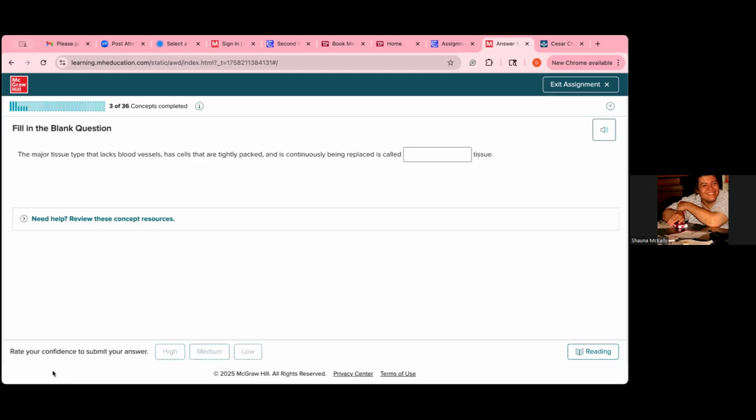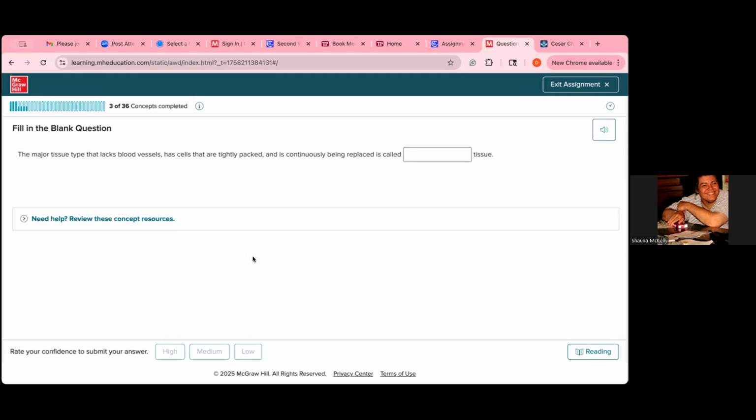Next question. The major tissue type that lacks blood vessels, has cells that are tightly packed, and is continually being replaced is called... Nervous tissue? No, that's not nervous tissue. Nervous tissue does sometimes replace itself, but it takes a long time. They're continuously replaced. That's epithelial tissue.